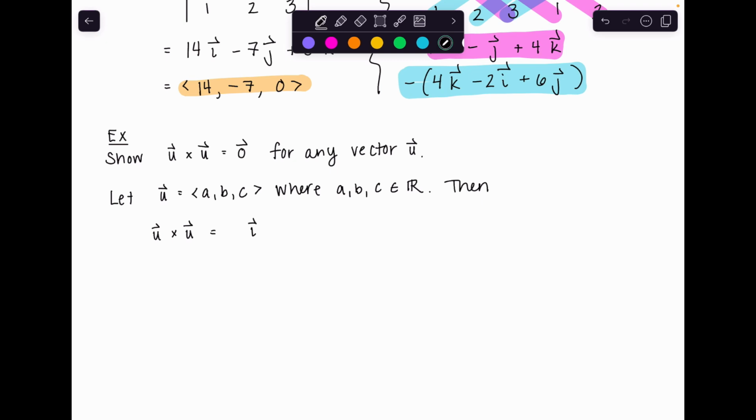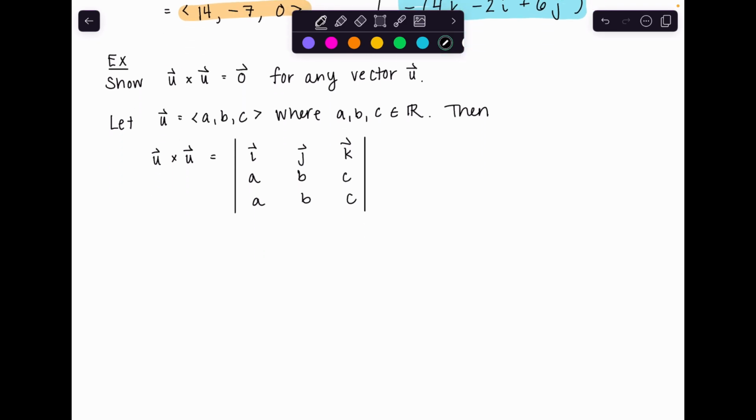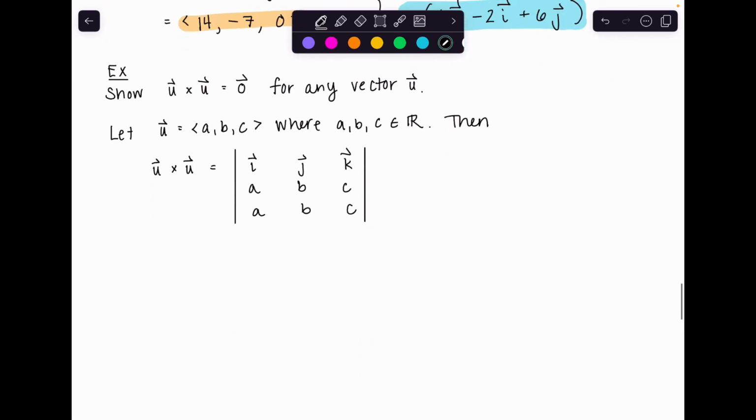So the first row is i, j, k. And then because they are the same, we've got a, b, c, a, b, c as our two vectors. So in this one, I'm going to go through the determinant process, not this trick that we just did back here, because I personally like the determinant process more. It's a more standard approach to this. So expanding along the first row gives us i, then we're going to have minus j, and then plus k.